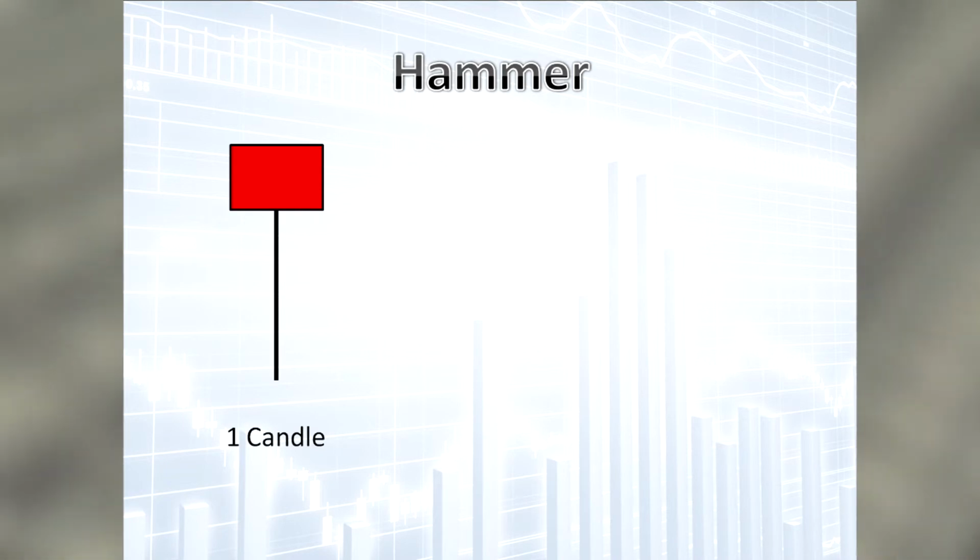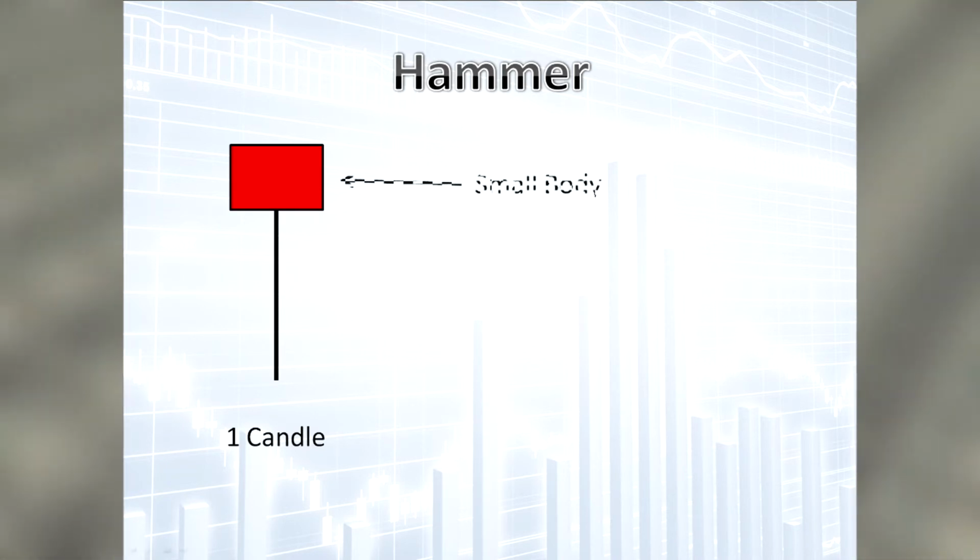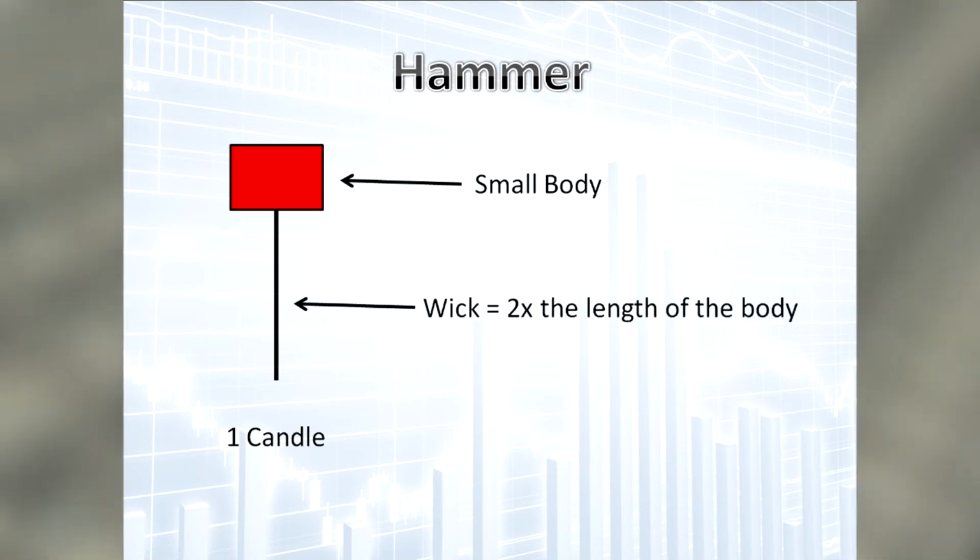Now the body of the candle can be either red or green, and like in the previous patterns we saw, it is a single candle pattern. The body is small with a wick that is at least twice the size of the candle's body. A small wick at the top of the candle can be allowed, but ideally there should be no wick at the top of the candle.